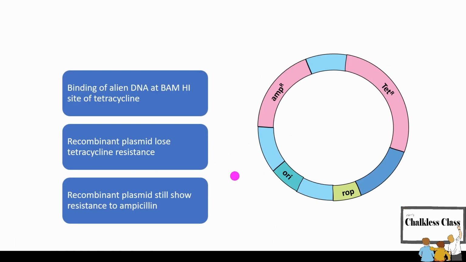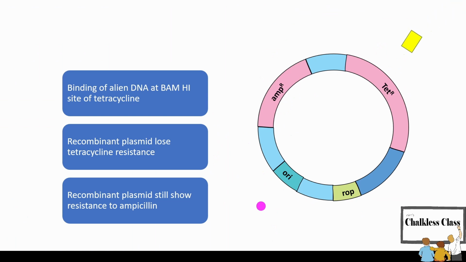This pBR322 has two selectable markers. One is the ampicillin resistance site and another is the tetracycline resistance site. And as usual, it has the ORI site and ROP site. On the tetracycline resistance site, it has one cloning site for BamHI. So how will this transport the gene? Let us see.